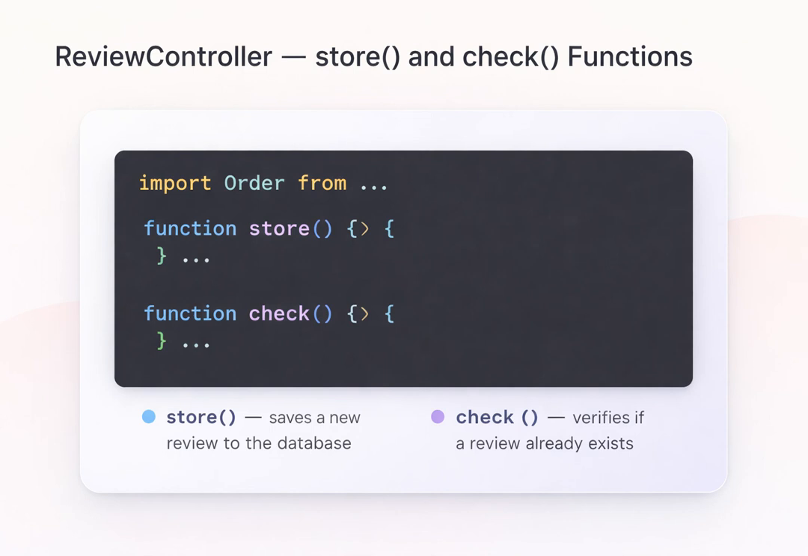The store function is responsible for saving a new review to the database, while the check function verifies whether the current user has already submitted a review for a given product. The order model is imported at the top because the review logic needs to reference order data to validate whether a purchase actually happened before allowing a review.